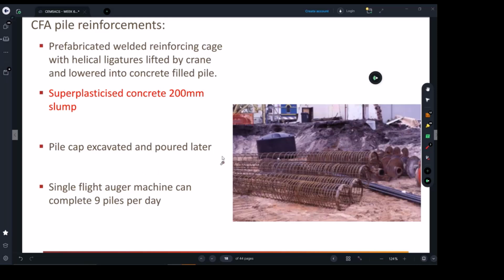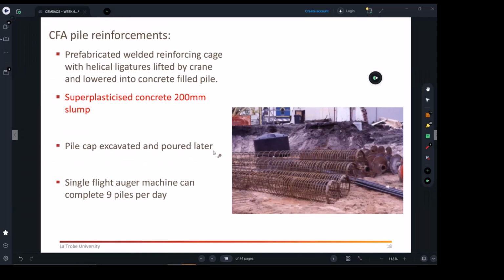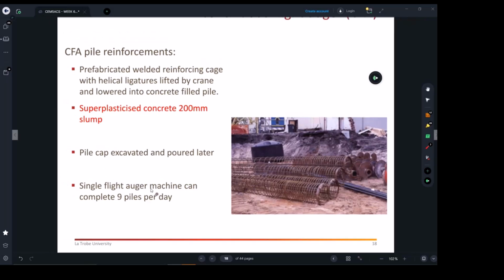Pile cap excavated and poured later. So we know from last week that pile caps will be placed over. Just an idea about how many in a normal good day: if you got some rain, you should stop working. But if you don't have wet ground because of a rainy day before, you can complete up to 9 piles per day, which, again, in a month, is going to be many of them.